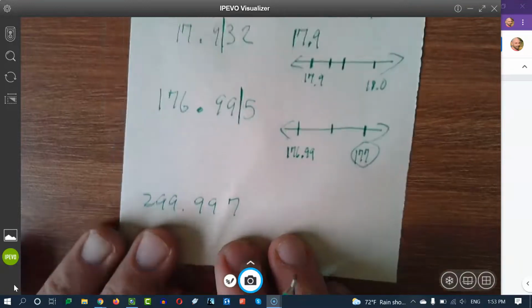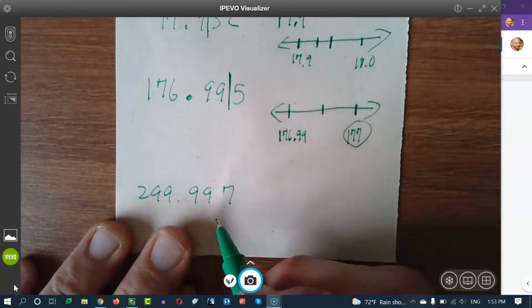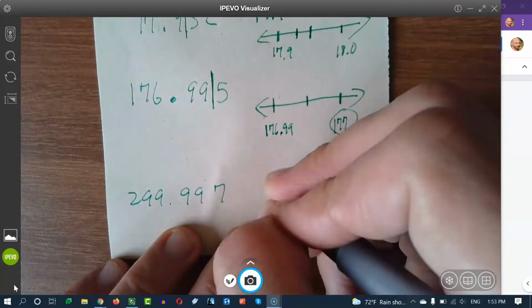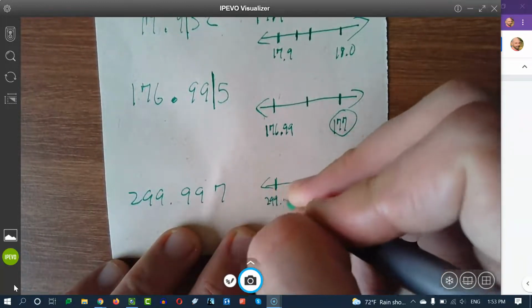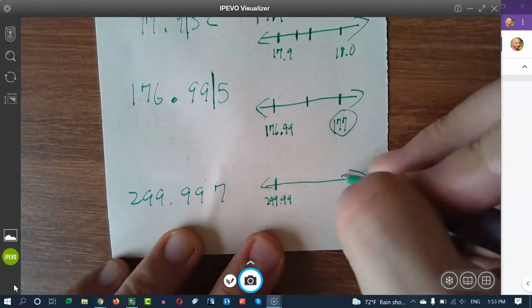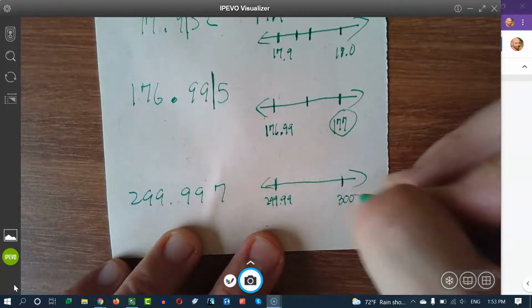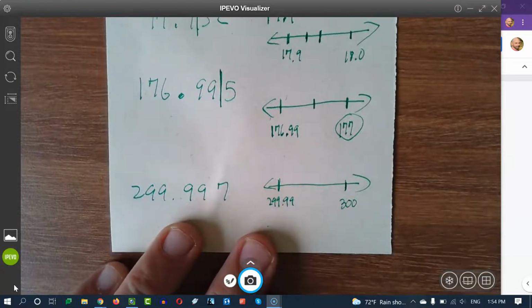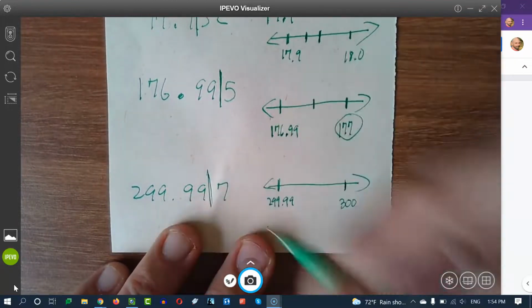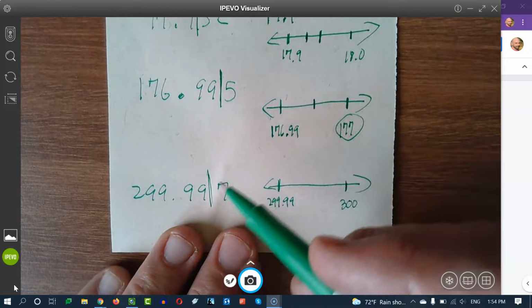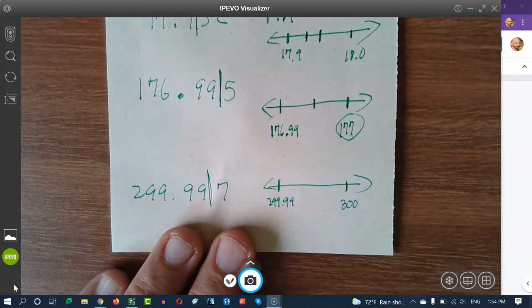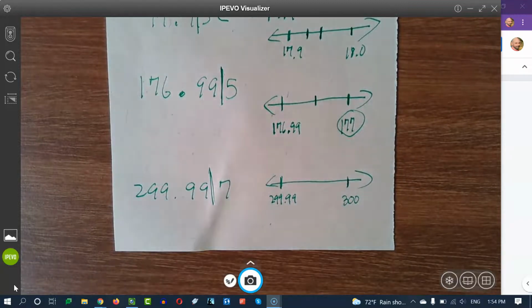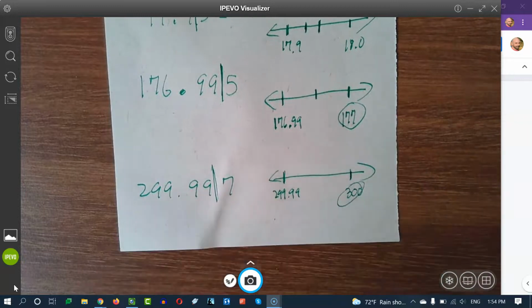177. And lastly, I'm at 299 and 997 thousandths. If I'm counting by hundredths, I'm at 299 and 99 hundredths. And then the next hundredth is 300. And this is very, very close to 300. So we are checking here, and we're rounding to that hundredth. Well, that's going to be 0.00003. So really the only number that's changed, or the number that's going up, is the 3. That numeral. So our answer is 300.